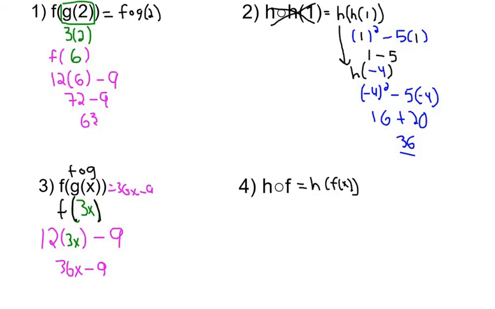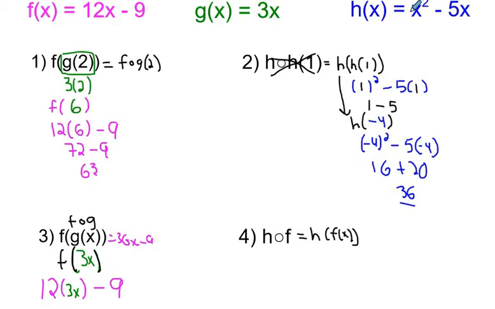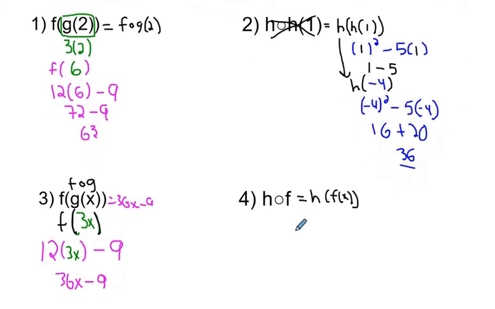So let's take a look at what that looks like. H, again, is this function right here, x squared minus 5x. So it's going to have a square on it with parentheses instead of the x, and then a 5 in parentheses. And then inside of the parentheses, I'm going to plug in 12x minus 9, which is f. And this is done. That is the composition of the two functions. The problem is it's not simplified. So now we have to obey PEMDAS to simplify the problem.